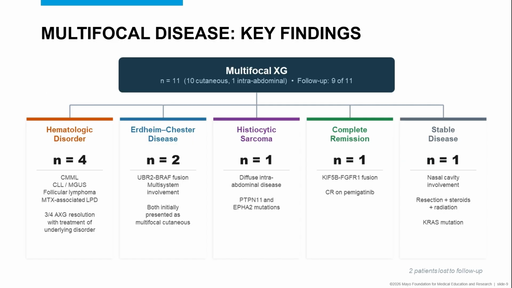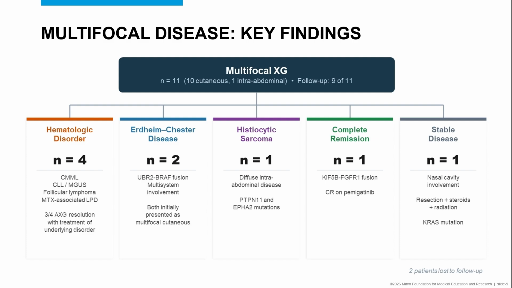Okay. So now going down to multifocal disease. We had 11 patients. 10 of them had cutaneous disease, 1 had diffuse intra-abdominal disease, and we had follow-up data for 9 of them. Of these 11 patients, 4 patients had a diagnosis of a hematologic disorder associated with their xanthogranuloma: CMML, CLL, follicular lymphoma, and 1 with methotrexate-associated lymphoproliferative disease. And 3 of these 4 patients had resolution of their multifocal xanthogranuloma with treatment of their underlying hematologic disorder.